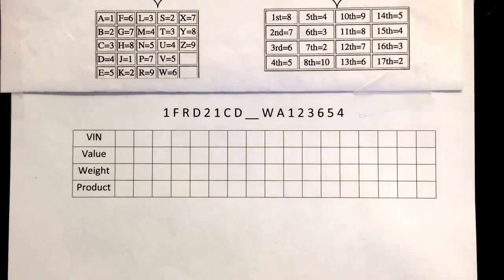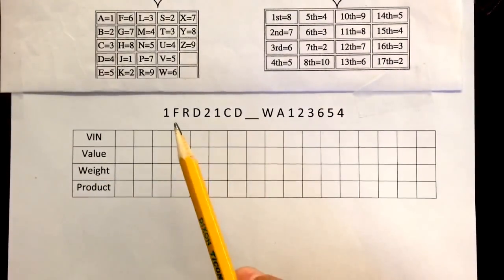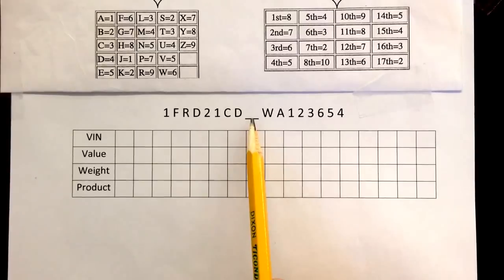Hey there, this is Mr. Herman, and today we're going to be working on a VIN number. It's a vehicle identification number, to find the missing check digit, and I have this one pre-prepared for you here. This is one of the ones we're going to be working on in class, if you want it for extra time to practice. As you can see right there, the check digit is in the middle.